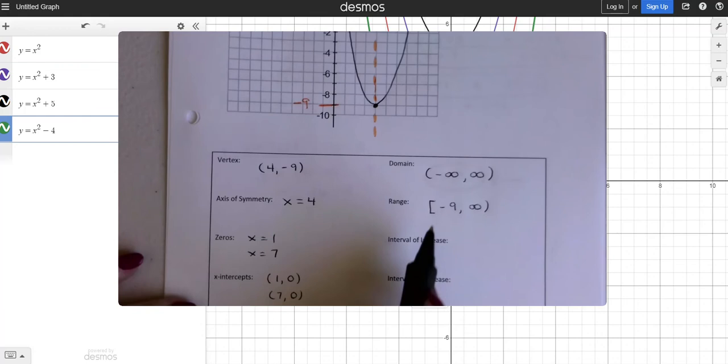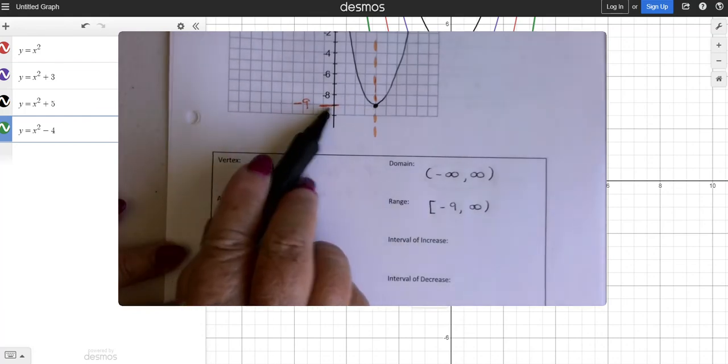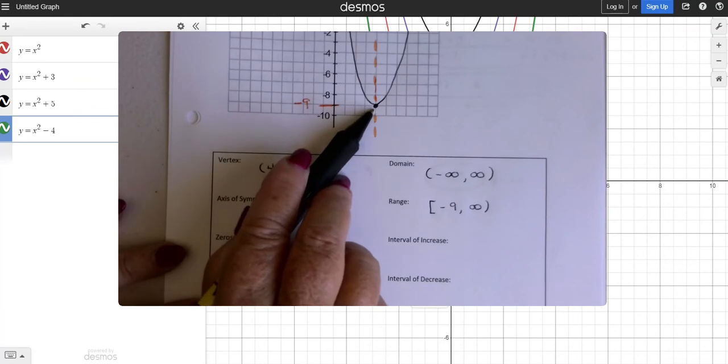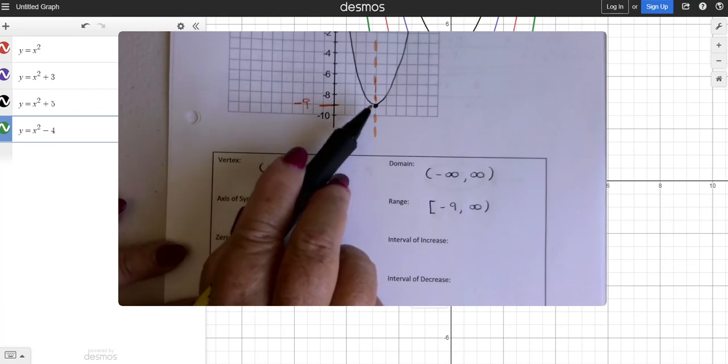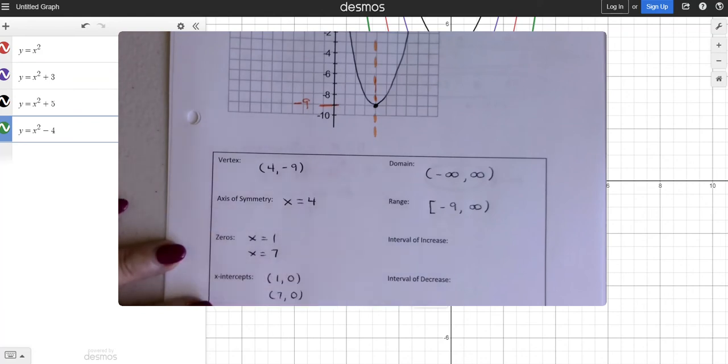By the way, did you notice that I used a bracket on that -9? -9 was our vertex, right? The graph actually does contain that point. It hits that -9. So I need to include it with the square bracket.